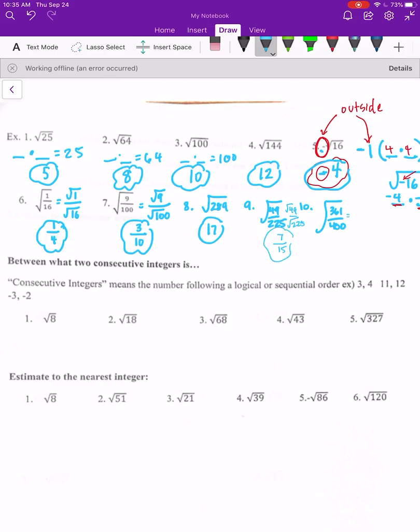Same thing here. Look at them each individually. Square root of 361 over the square root of 400. Square root of 361 is 19. Square root of 400 is 20. And there you have it. Perfect squares.